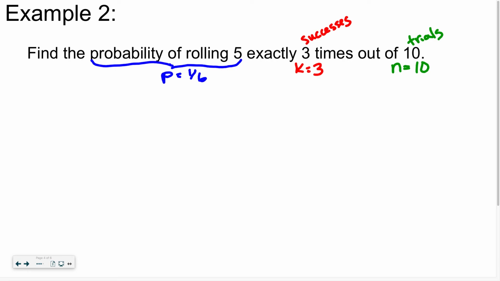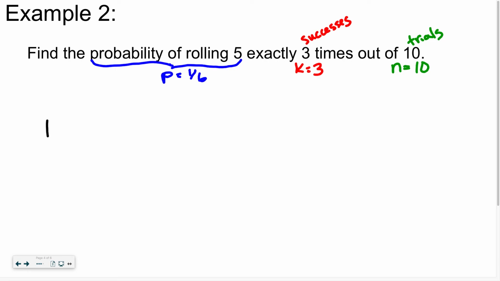What's the probability of not rolling a 5? Carson? 5/6. Don't think too hard, right? If the probability of rolling a 5 is 1/6, what's the probability of not rolling the 5? 5/6 is all the other outcomes, right? It's way more likely that we're not going to roll a 5 than to actually roll the 5.